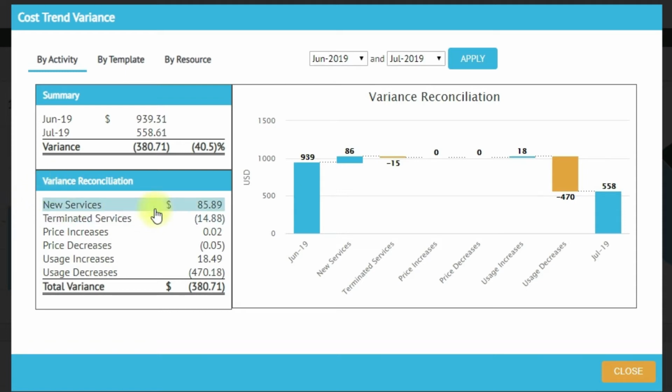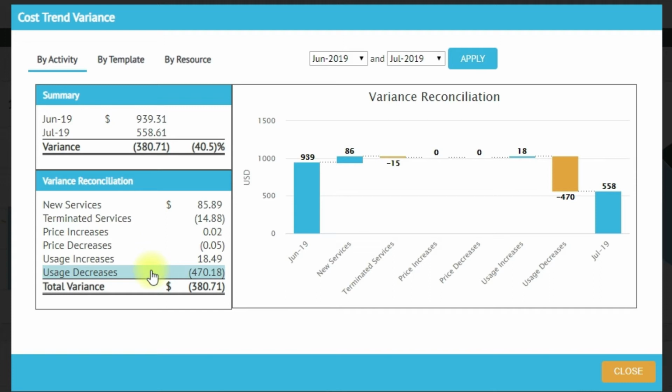So in other words, during the month, we had $86 of new services that we stood up that actually increased the cost of the invoice. We shut down about $15 a month of services. There were some price increases, some price decreases, some usage increases in certain areas, and we had other existing resources where we actually used less. And as you look at the breakdown of the contributing factors for this variance reconciliation, you can see that the single biggest factor was usage decreases.